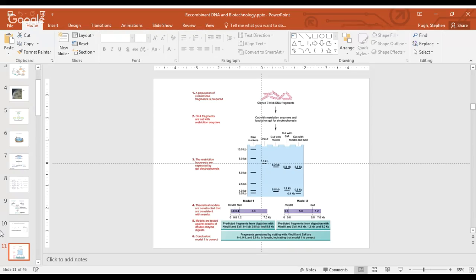So first we're going to run some DNA that's uncut, just kind of as a control. And then we've got a lane where the DNA is cut with HindIII. And then we've got a third lane where it's cut with SalI. And then we've got a fourth lane where it's cut with both.